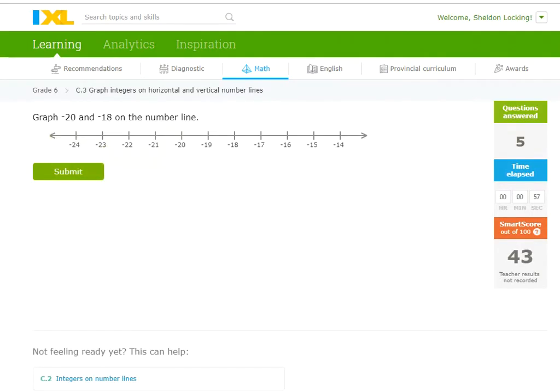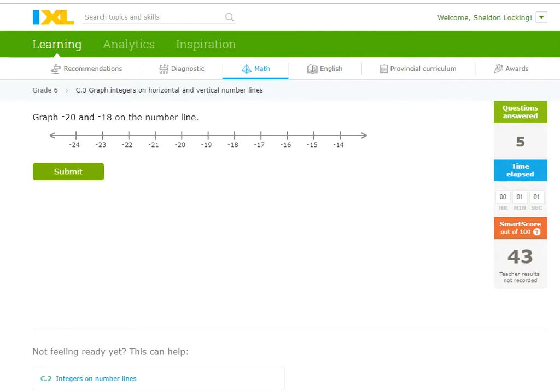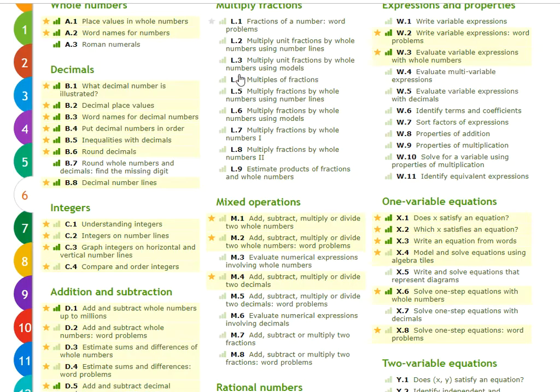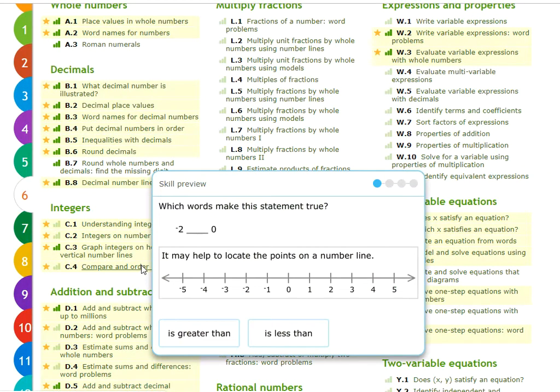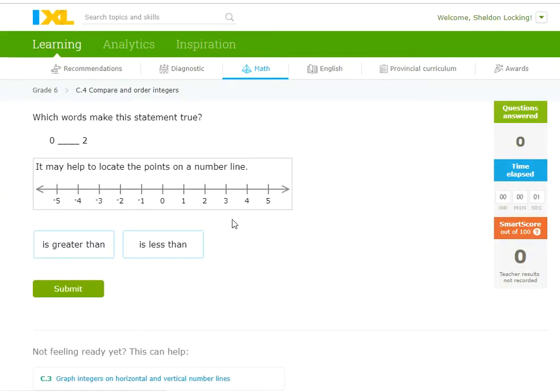And then finally, the 4th skill in this series is compare and order integers. So 0 is less than 2. So 0 is here, 2 is here. 0 is here, 2 is there. 0 is less than 2, right? The ones on the left are less.